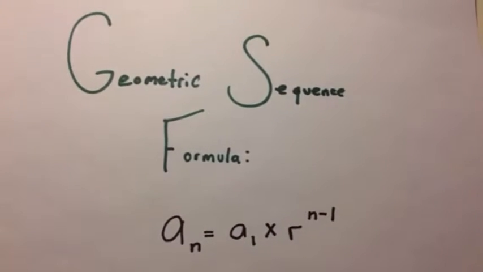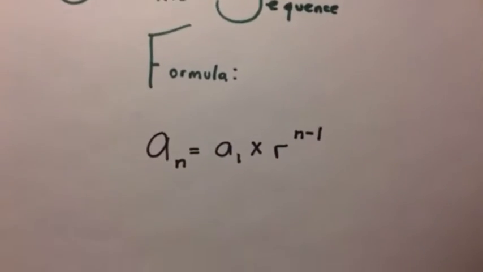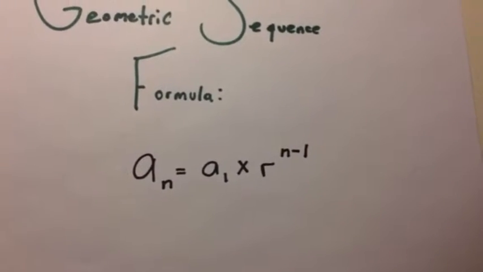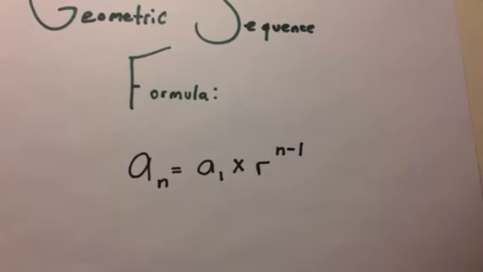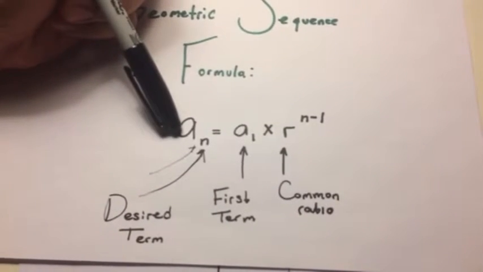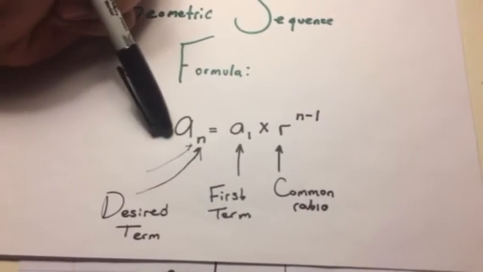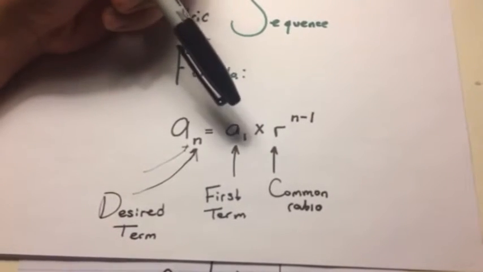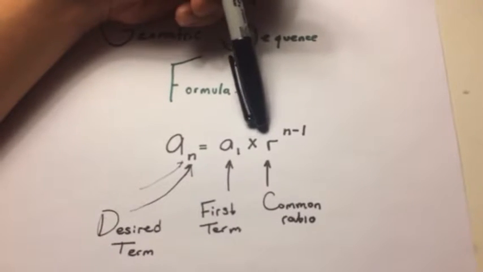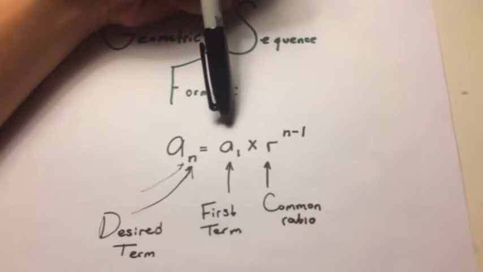I'd like to introduce to you the geometric sequence formula, which is a sub n is equal to a sub 1 times r to the n minus 1 power. It's also important to note that a sub n represents the desired term that we're looking for. A sub 1 is the first term of the sequence, and r is the common ratio that the sequence increases or decreases by.